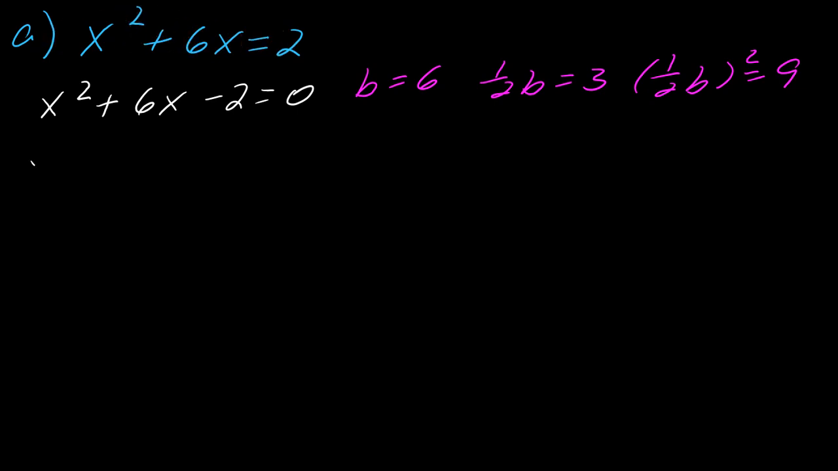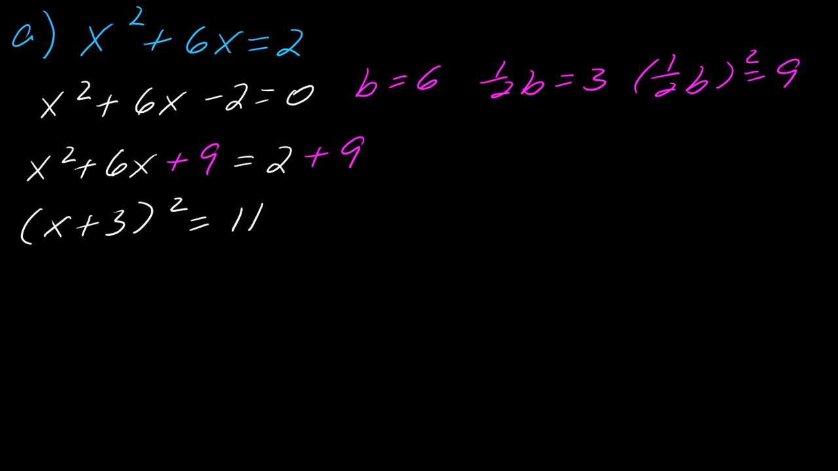So I will write this out: x squared plus 6x, and then I want to actually add this number to each side. So I'm going to go ahead and add 9 here, and then on this other side, now I've brought the 2 back over, but I also want to add the 9 here. Okay, so now I have to factor the left side. So this will factor as x plus 3 squared, and this will equal 11.